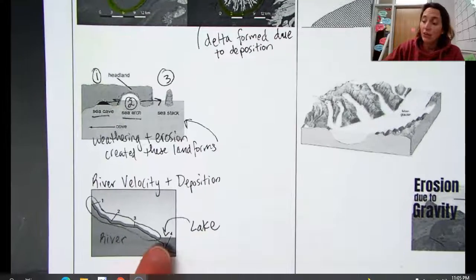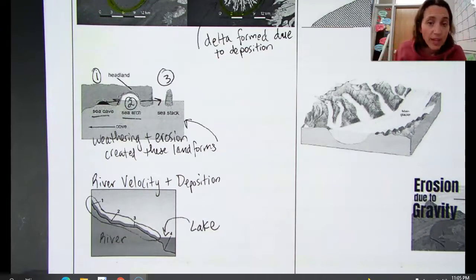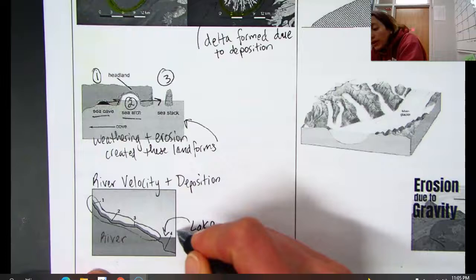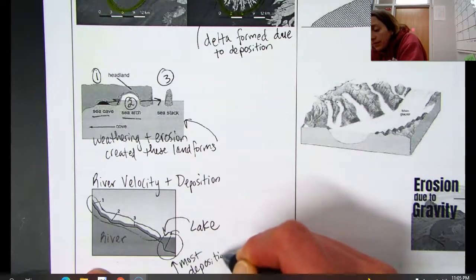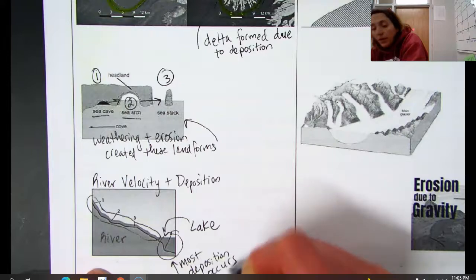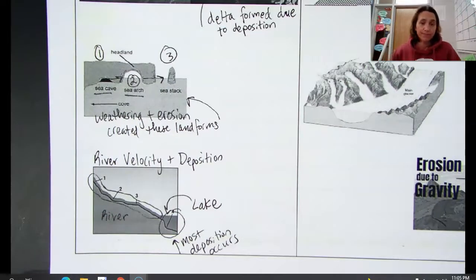And it's going to be moving the slowest right here because it's going from a river into a big body of water, and it's basically slamming on the brakes. So this is where most deposition occurs, because the water is the slowest.